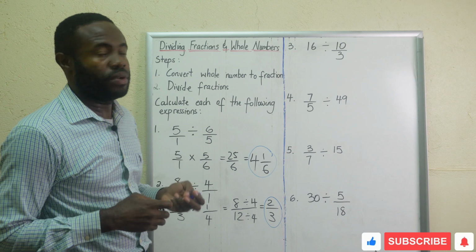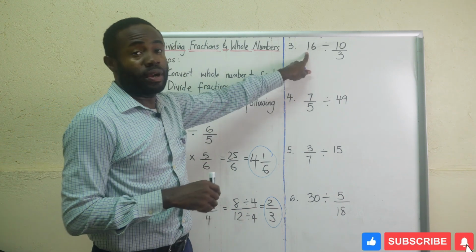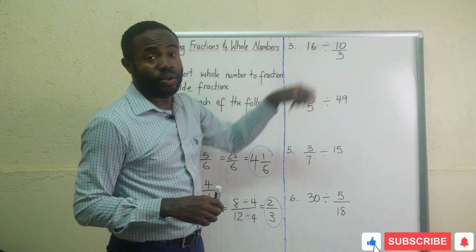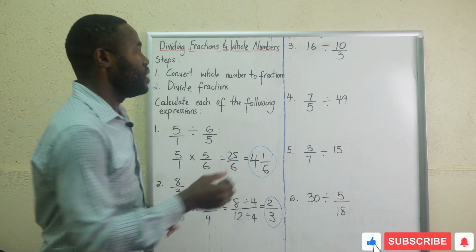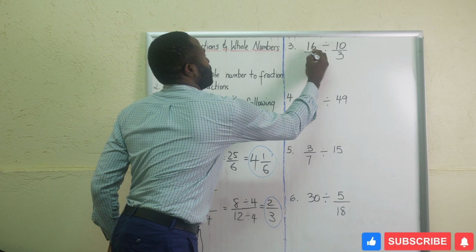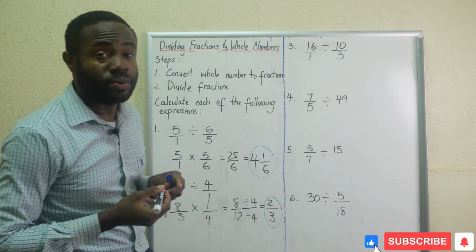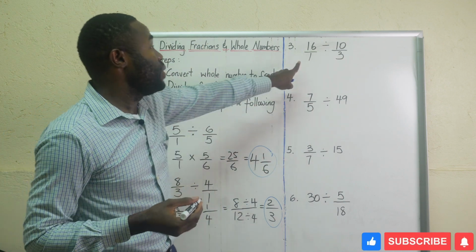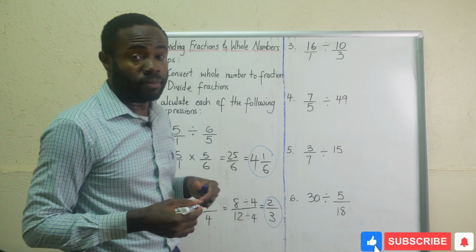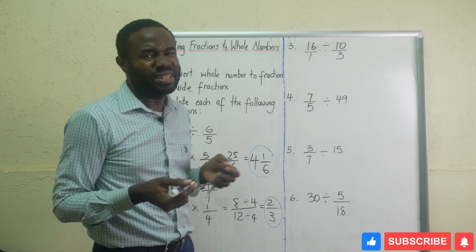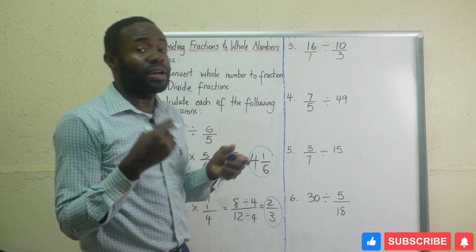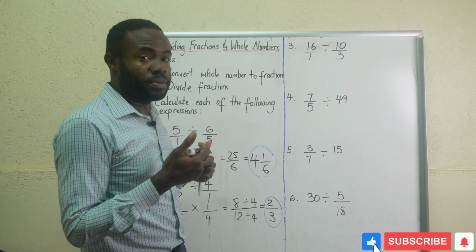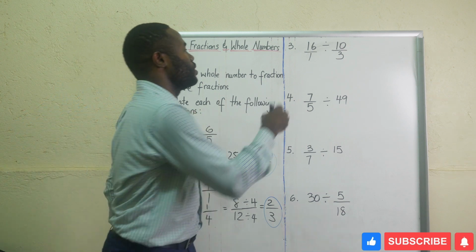Now on to number 3. Number 3, we have 16 divided by 10 over 3. Our whole number is 16. So we're going to divide that by 1, and now it's converted to a fraction. Now we need to divide this problem. Remember that in most cases when we're dividing fractions, we do not divide, but we convert our division to multiplication and then multiply from there on.